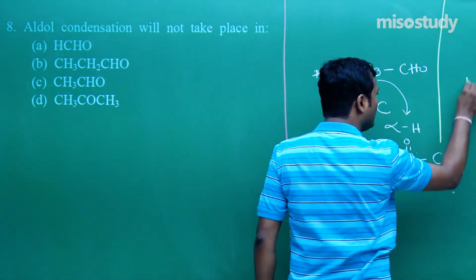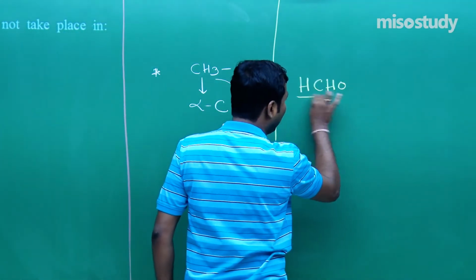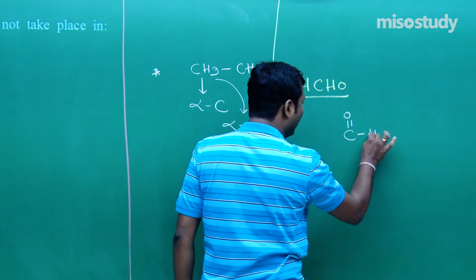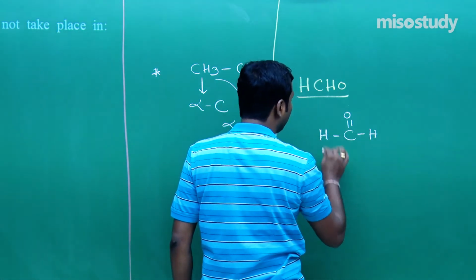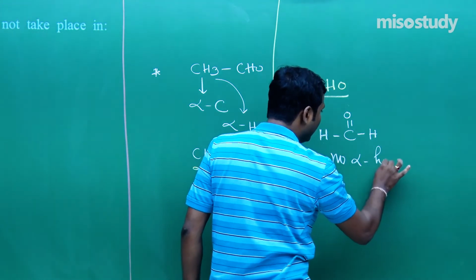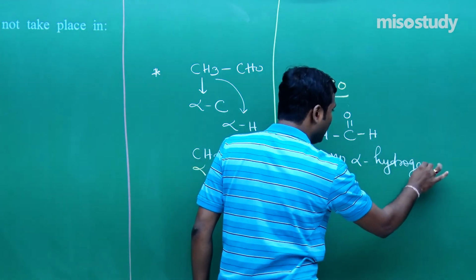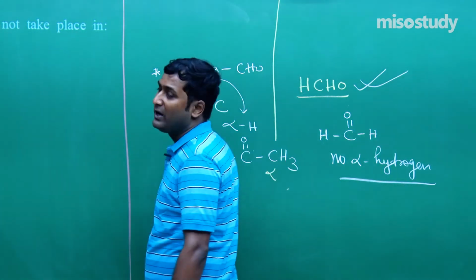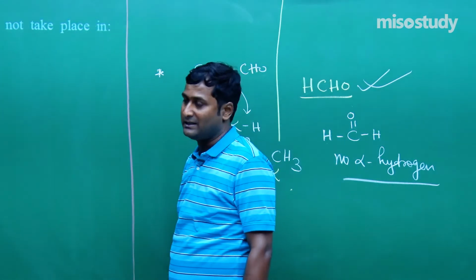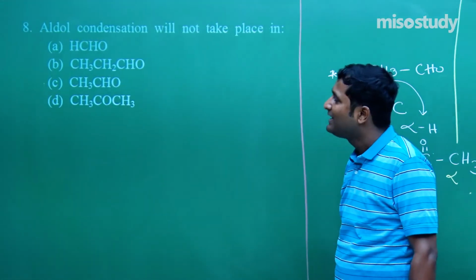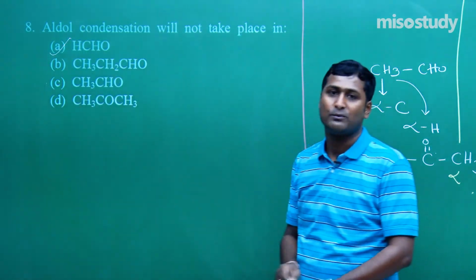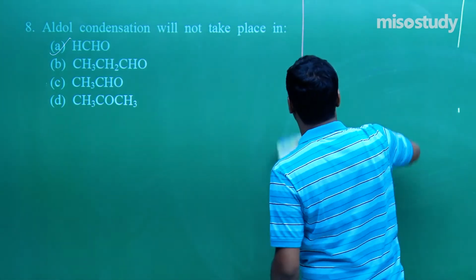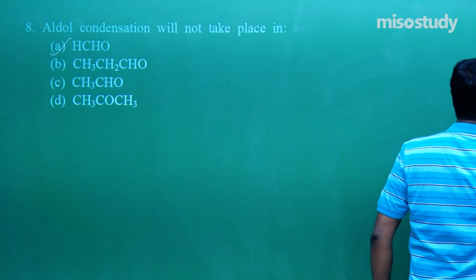So here also there is alpha hydrogen. But if I talk about HCHO, the formaldehyde, in formaldehyde we know there is no presence of alpha hydrogen, that is also no presence of alpha carbon. So due to this reason, formaldehyde will not show aldol condensation. So for question number 8, A is the correct option. Clear, friend? Now I'm going to rub this part and we'll discuss the next one.